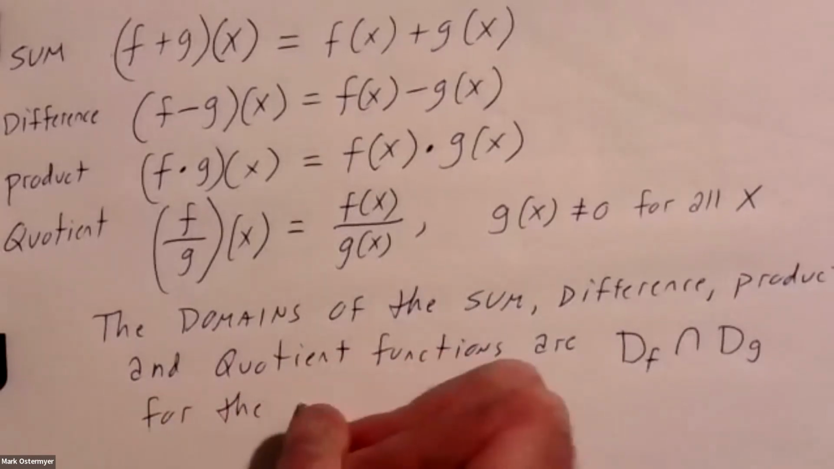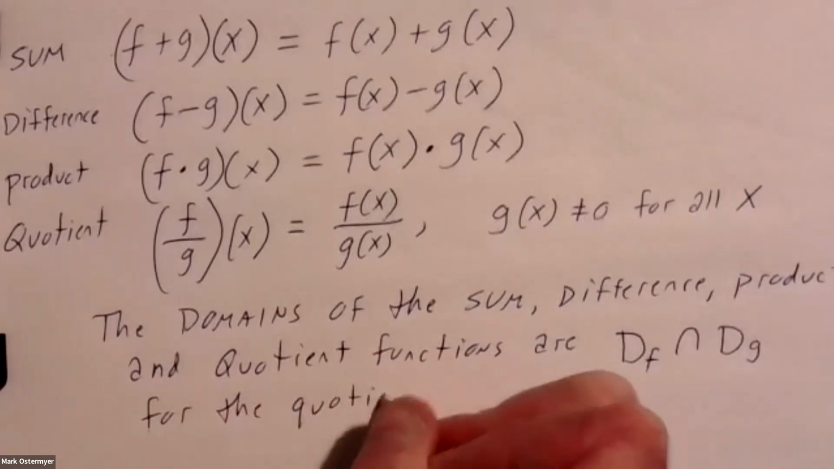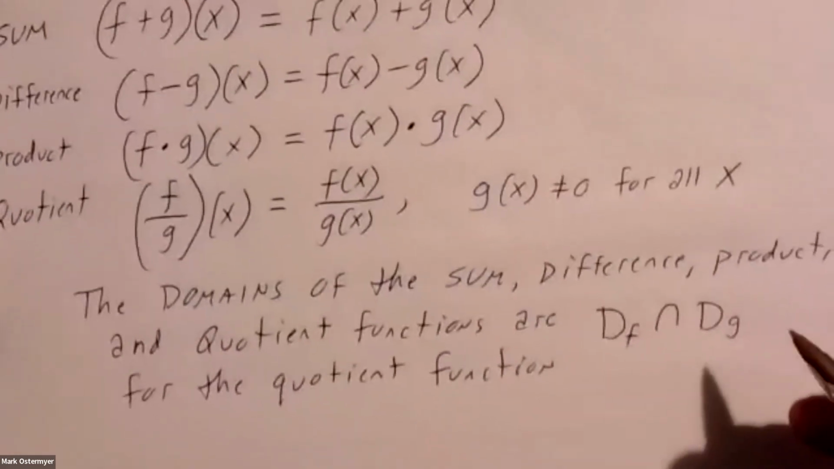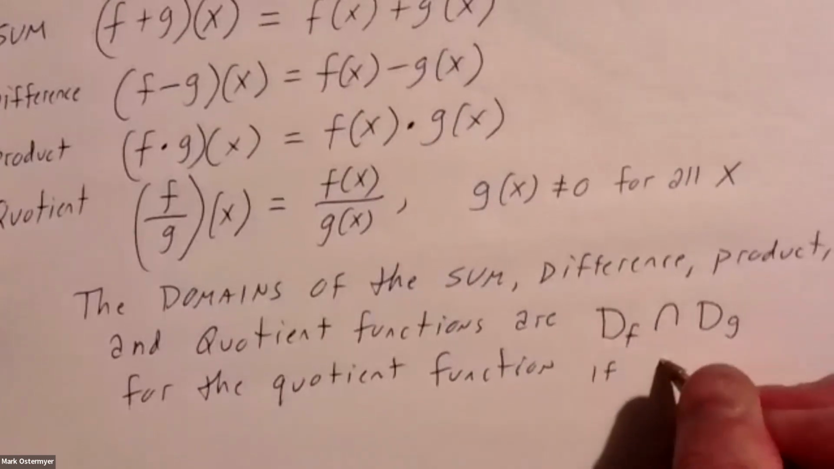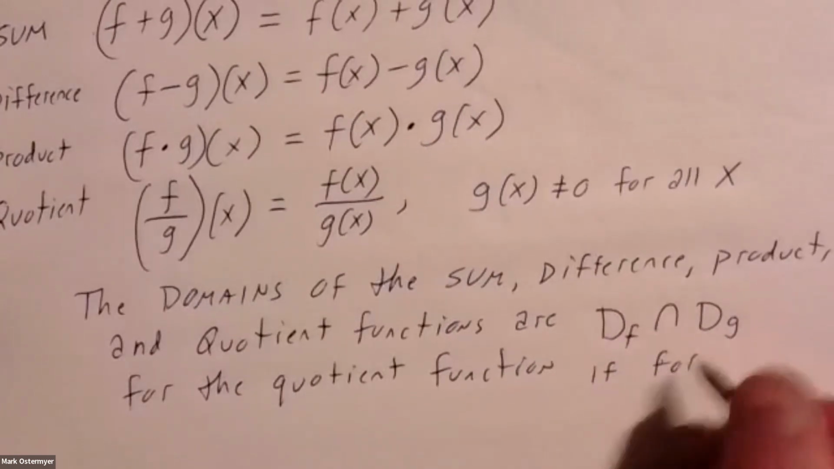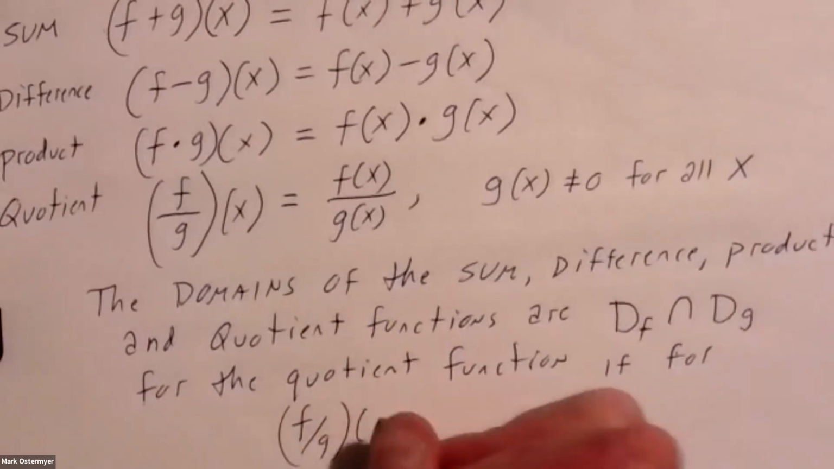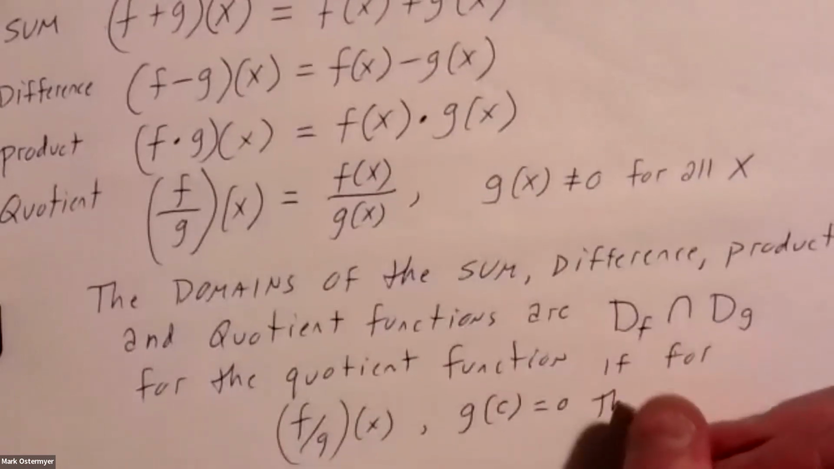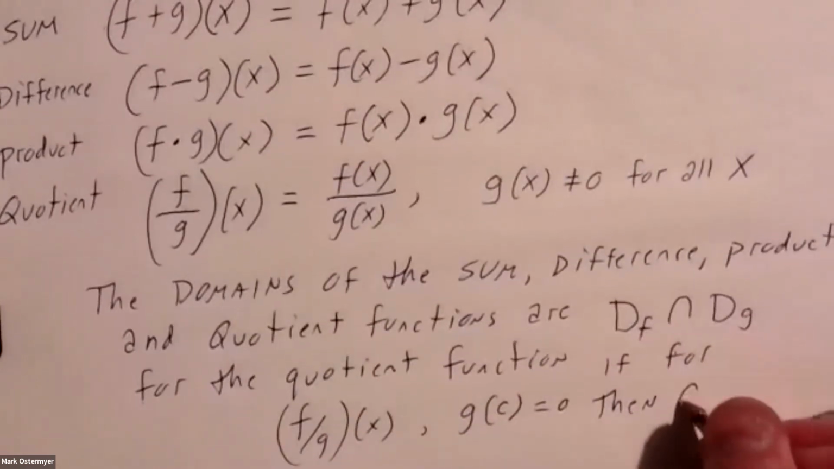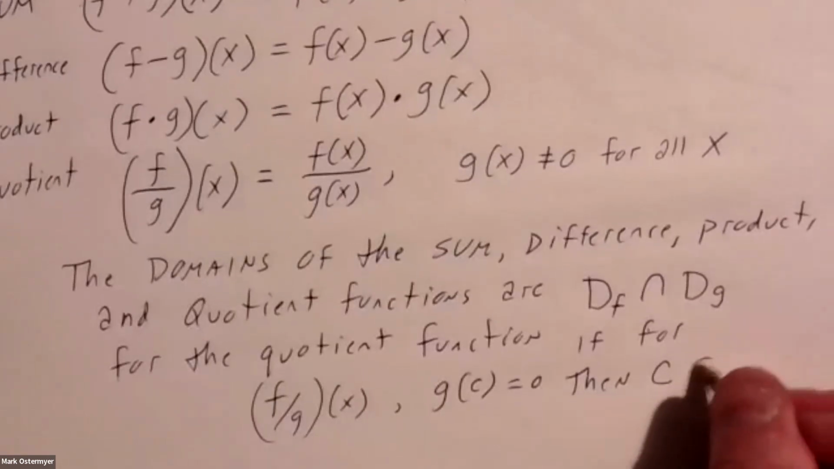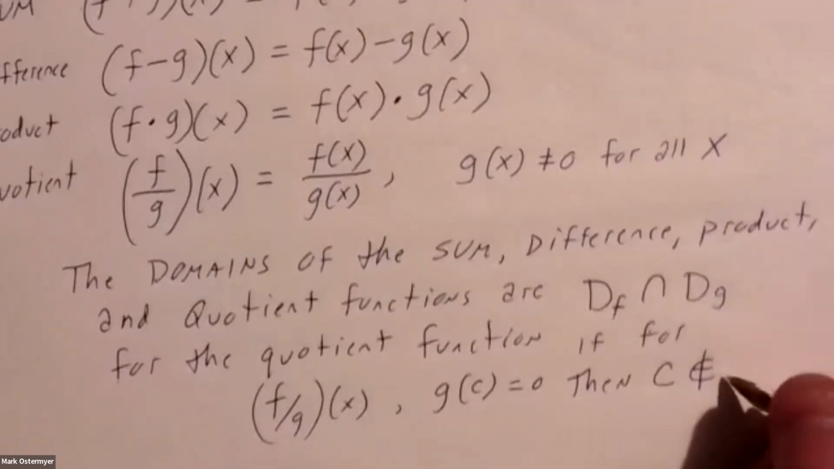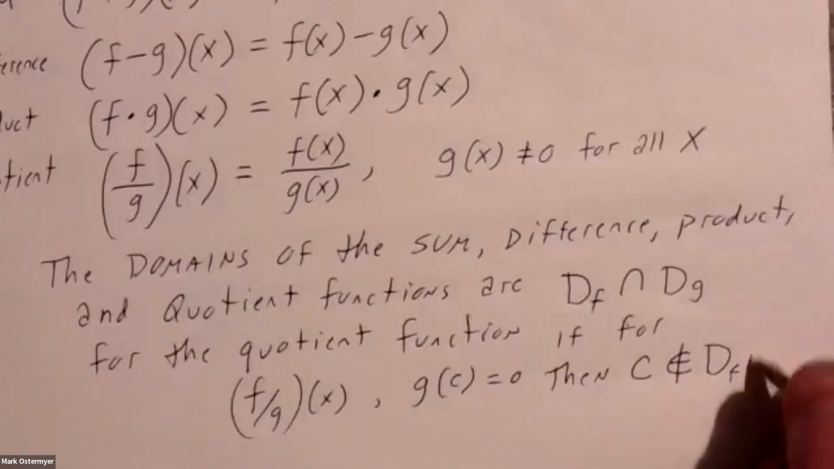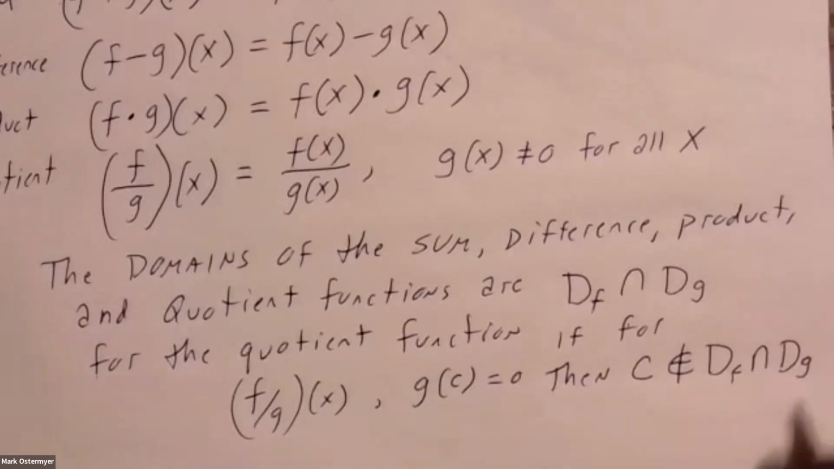For the quotient function, there's another restriction. For f divided by g of x, if g of c is equal to 0, then c cannot be in the intersection of the domains of the initial functions.